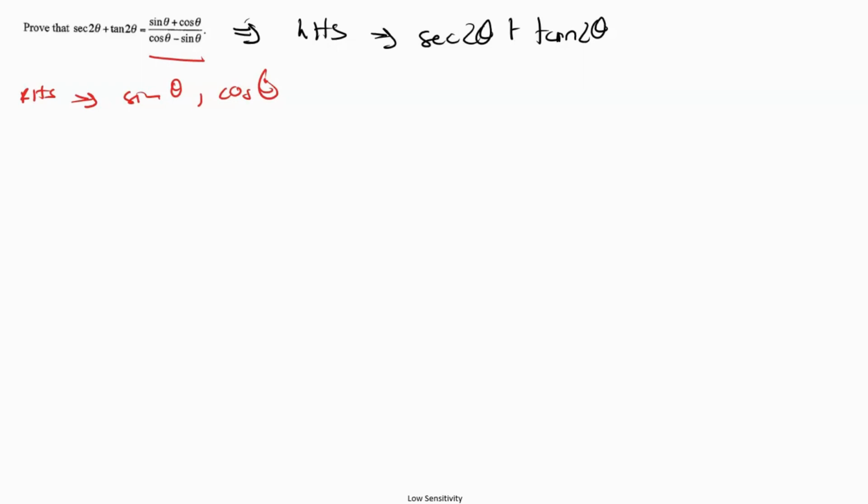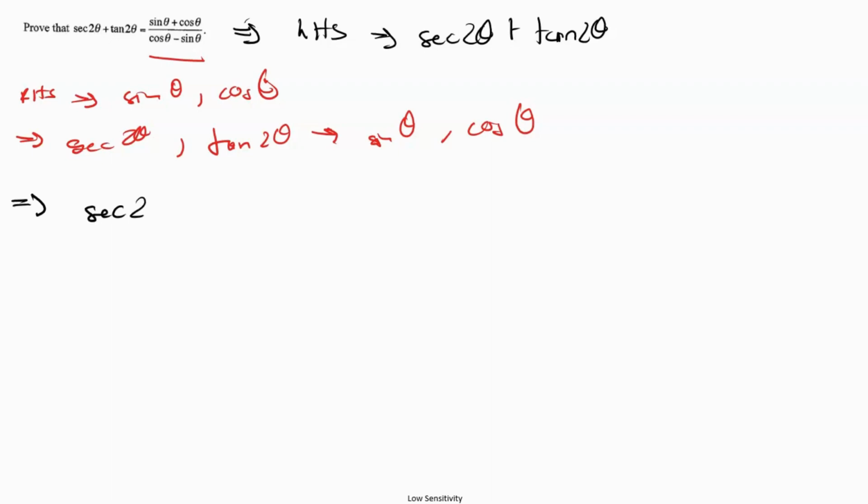So we want to be able to express sec 2θ and tan 2θ in terms of sin θ and cos θ. Alright, so let's do that. What is sec 2θ? We know sec θ is the same as 1 over cos θ. So sec 2θ is the same as 1 over cos 2θ.